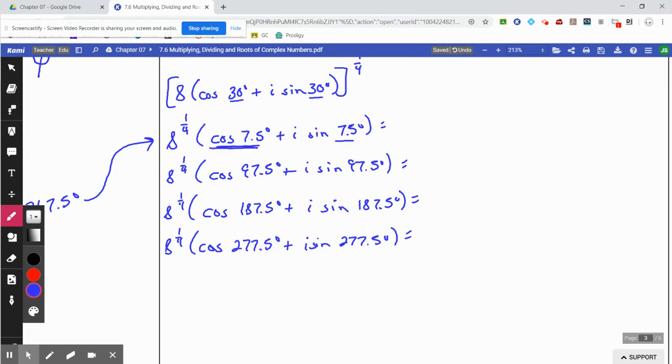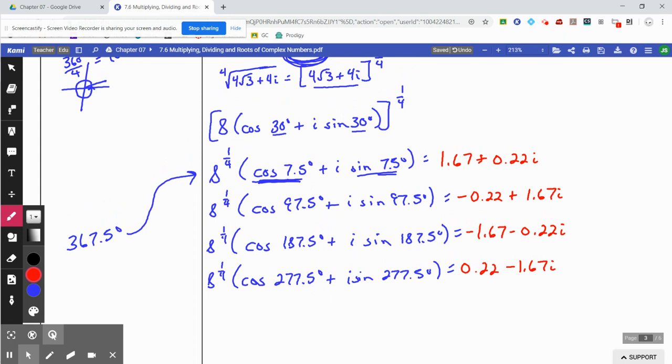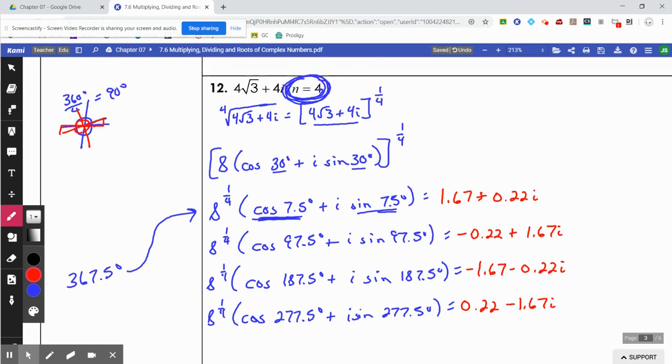So from here on out, all you have to do is take each of these roots and distribute, and this is all calculator work: 8 to the 1/4 times the cosine of 7.5, and then times the sine of 7.5, and here are the 4 answers that you should get. And I do want to point out the symmetry that you see there. We understand hopefully why we have the symmetry, because those answers are occurring every 90 degrees. So the x and y values will be very similar in those 4 points.